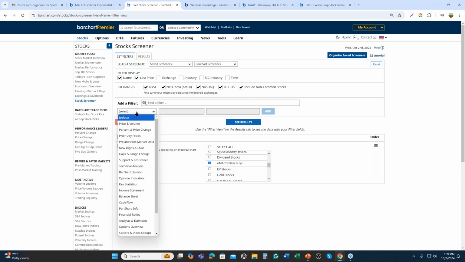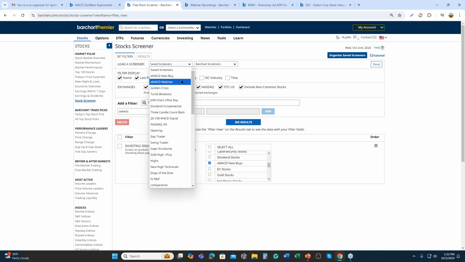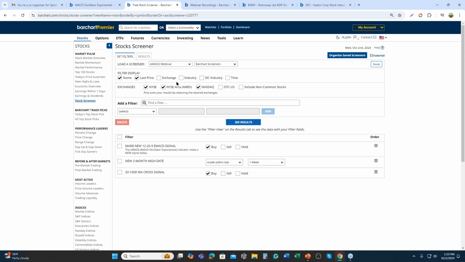Now, one of the features of being a subscribed member is that you can create saved screeners and keep them for yourself, so that you can do this process once and then go back and screen every time. I do have two eMAC screeners. One is on new buys, and if you want to know about the new buy screener, I would encourage you to watch those other videos. But we're going to look at the eMAC webinar screener. Here you can see I've only added two conditions. Very simple. So what is the first condition?